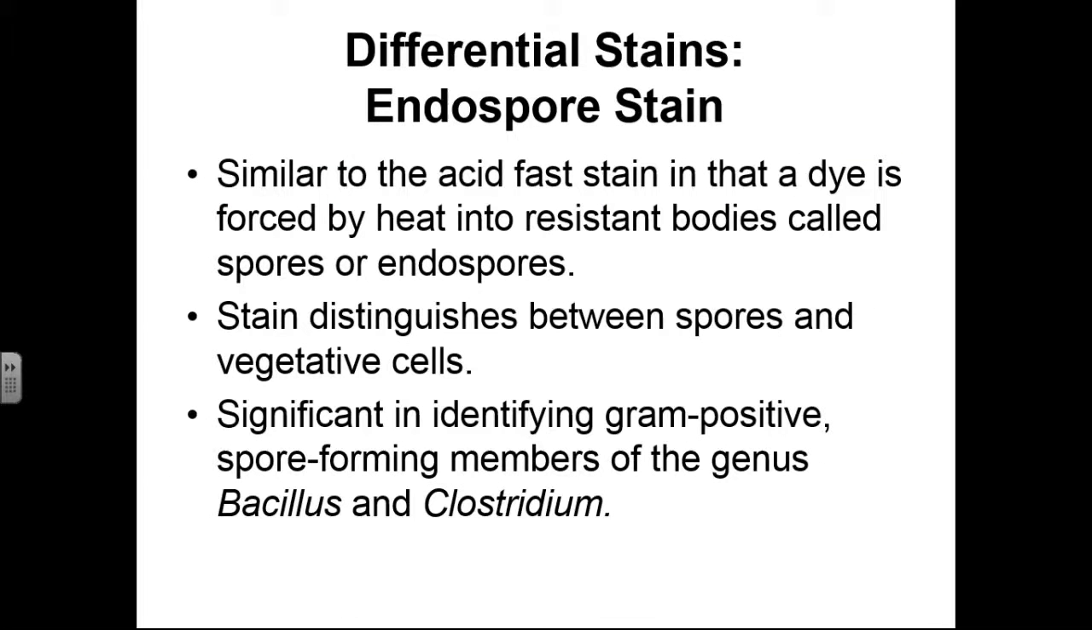We also have the endospore stain. Our endospore stain is very similar to the acid-fast stain, except that we need to get the dye all the way into the center of the cell. This is typically going to be done with a dye known as malachite green, and this endospore stain is one of the more difficult staining procedures that you'll ever perform in a microbiology lab.